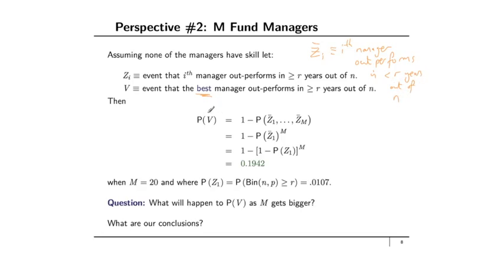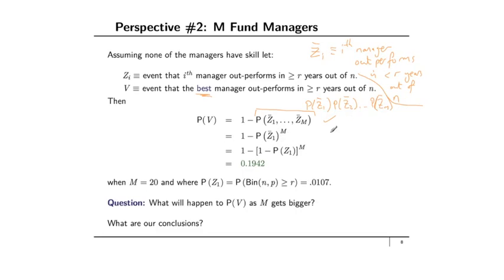So therefore, just to make sense of this, if the best manager is to outperform in r years or more, the event that the best manager doesn't outperform in r years or more is equivalent to all managers, all m of them, outperforming in less than r years out of n. And that's this quantity over here. Because of our assumption that these Zi's are independent and iid, I can write this as the probability of Z1 bar times the probability of Z2 bar up to the probability of Zm bar. These are all iid, so there's m of them, and so I get the probability of Z1 bar to the power of m.